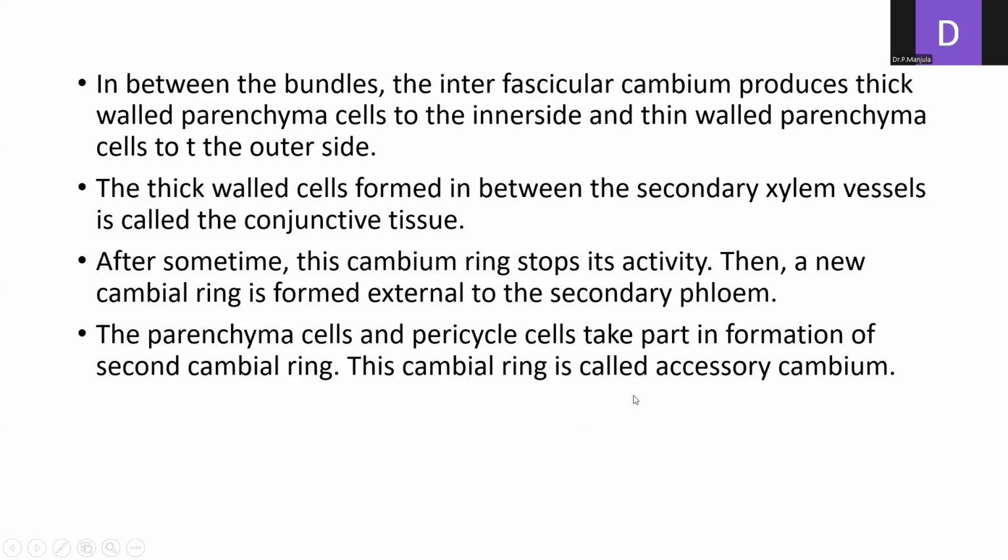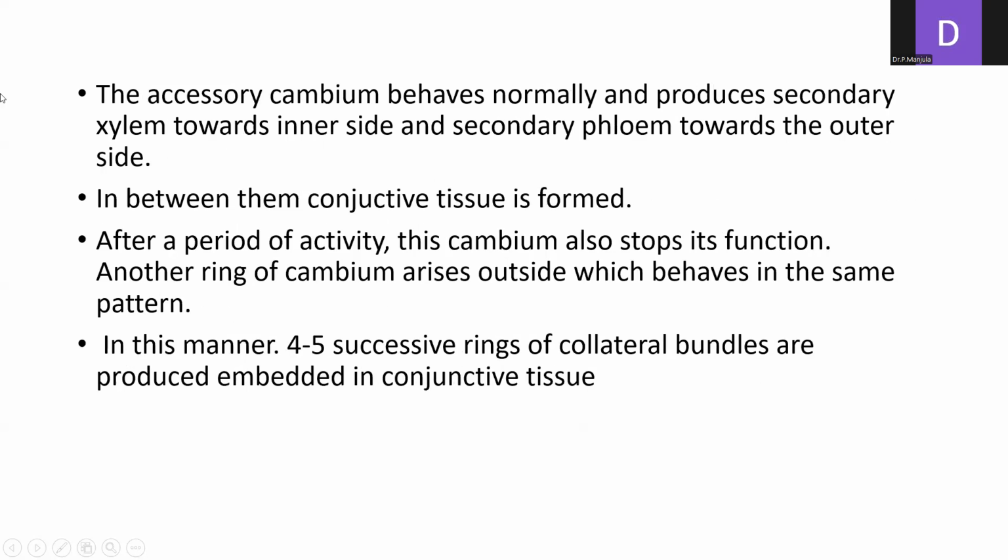So the cambium produced other than in the vascular bundle region is called the accessory cambium. It is formed from the cells of the pericycle region. This accessory cambium behaves normally and produces secondary xylem towards the inner side and secondary phloem towards the outer side, and in between, conjunctive tissue is formed.